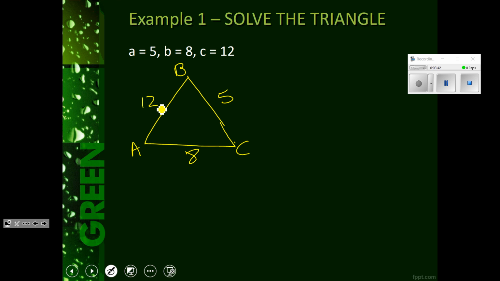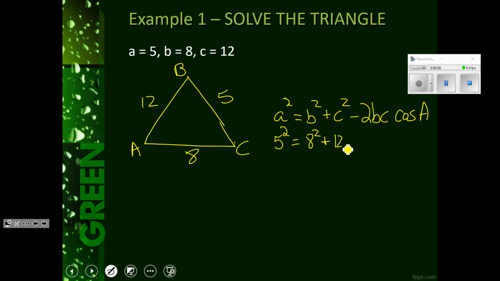So it says A squared equals B squared plus C squared minus 2, now reuse BC times the cosine of angle A. And we're going to plug in and we're going to solve this. So A is equal to 5. So we're going to say 5 squared equals 8 squared plus 12 squared minus 2 times 8 times 12 times the cosine of A. And that's what we're going to solve for, is the cosine of A.